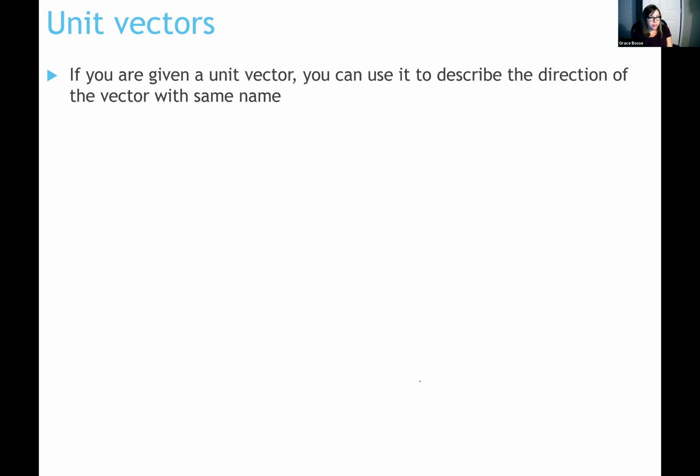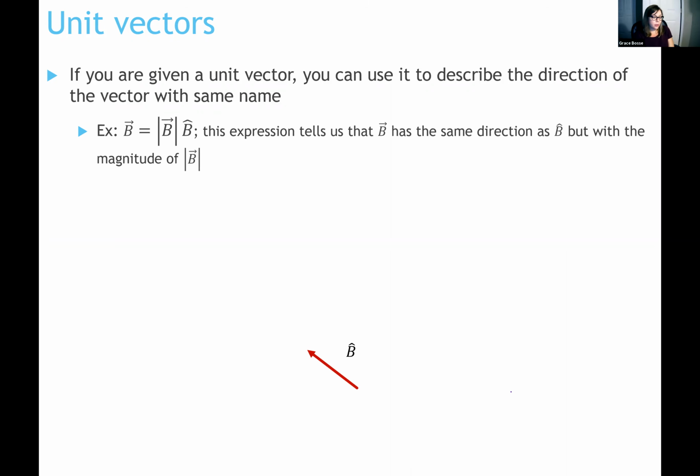Another use of a unit vector is to help separate the magnitude and the direction of a regular vector. So we can use a unit vector to describe the direction of a vector, and then use the norm of that vector to describe the magnitude of that vector. So in this case, let's say that we know unit vector b hat, and we want to construct vector b.